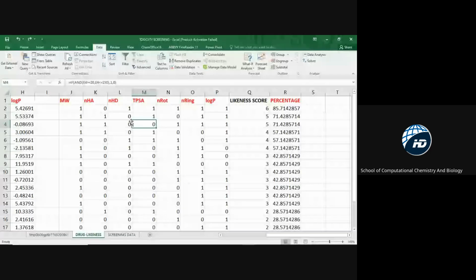So since I have 7 parameters, I'm expecting each to give me an output of 1. That is, if you pass that particular parameter, it should give me 1. So if you must pass all 7 parameters, I'm expecting a score of 7. But I can say that out of 7, you must not fail more than 2. You can also make it your own. Let me be a bit less rigid. So if a compound fails more than 2, we throw it out.